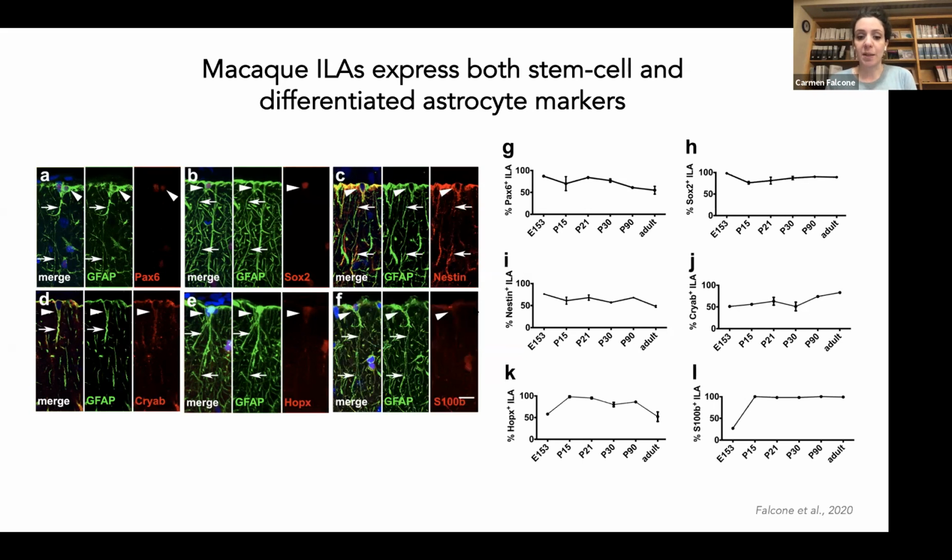And then finally, they also express S100 beta. We just confirmed that because we knew that in the adult they also express S100 beta. We checked if they express S100 beta prenatally, and they start to express it. 30% of them express it prenatally, and then all of them express it postnatally. So this means that they are differentiating mostly postnatally.